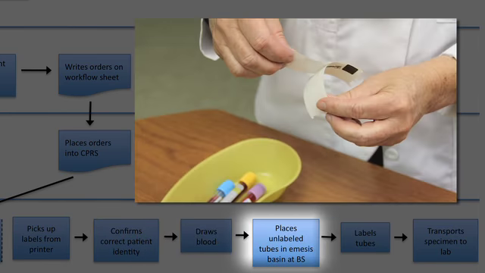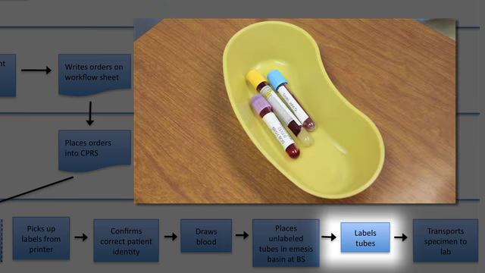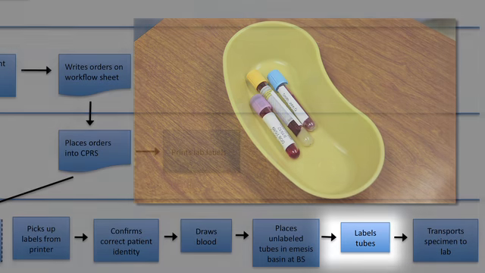Having the labels with him in the patient's room allows the health tech to label the tubes immediately after drawing the blood, minimizing the opportunities for mislabeled or misplaced specimen tubes.